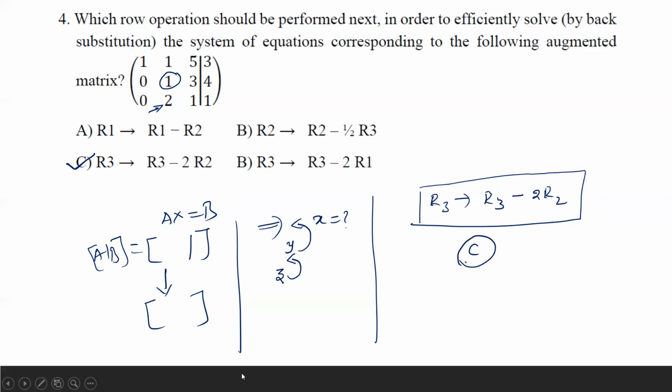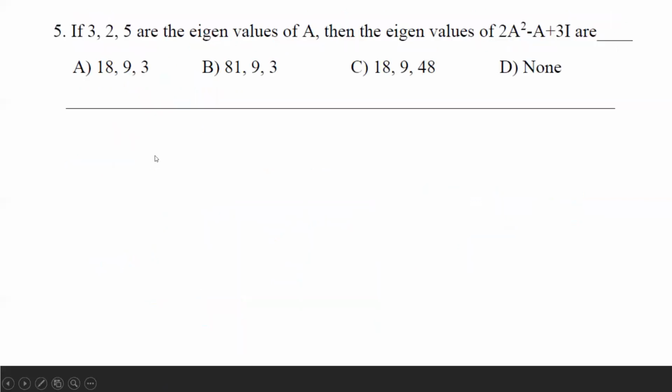Then see the next question. Yeah, this is a little important and interesting question. If 3, 2, 5 are the eigenvalues of A, then what are the eigenvalues of this particular expression? Remember, we have properties of eigenvalues. If lambda is the eigenvalue of A, we have studied these properties.